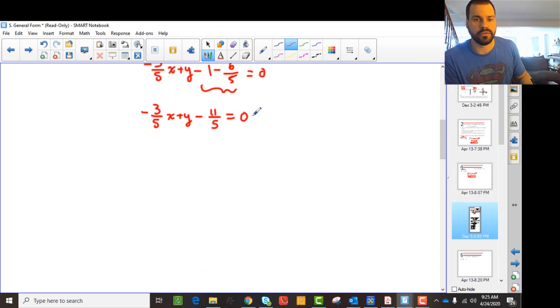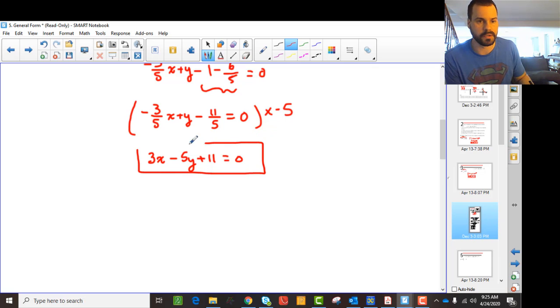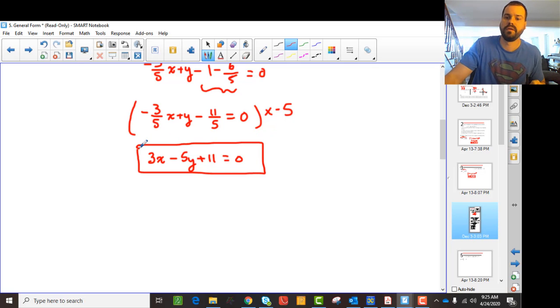And then there is a fraction and I don't want it there, so I'm going to change this by multiplying by 5, but I'm also going to change the sign because x is negative, so I'm going to multiply by minus 5. So that's going to give me 3x minus 5y plus 11 is equal to 0. And that's my general form of the equation. All right, so hopefully that makes sense.